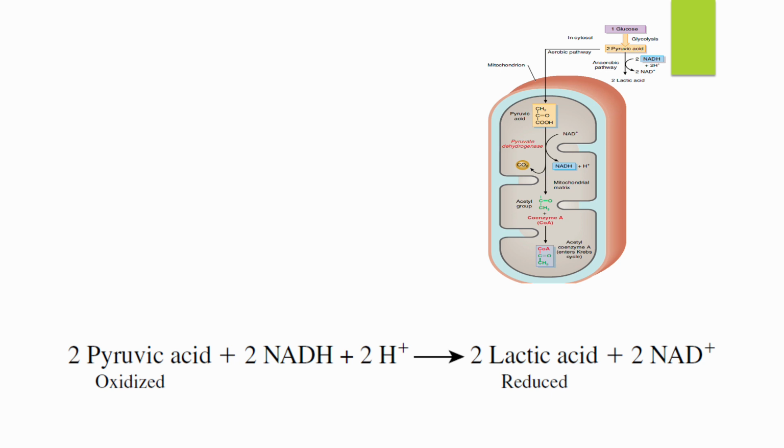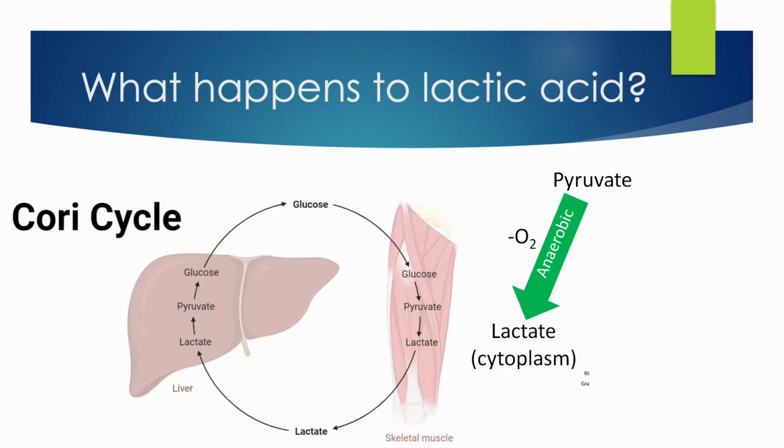This reaction regenerates the NAD+ that was used in the oxidation of glyceraldehyde triphosphate in glycolysis and thus allows glycolysis to continue. The series of events by which glucose is converted into lactate and back again to glucose is called the Cori cycle. The Cori cycle takes place in the liver.